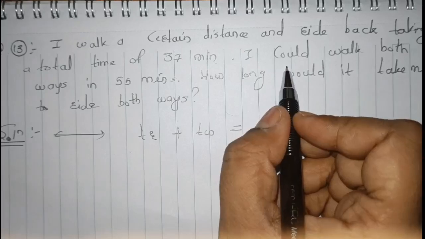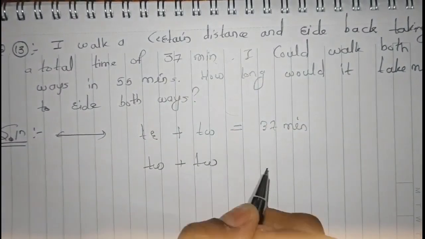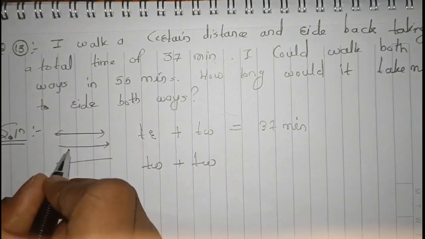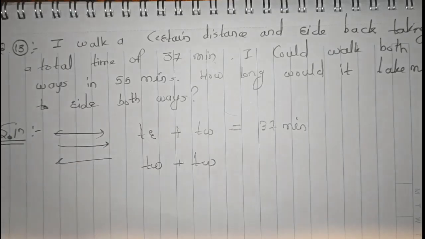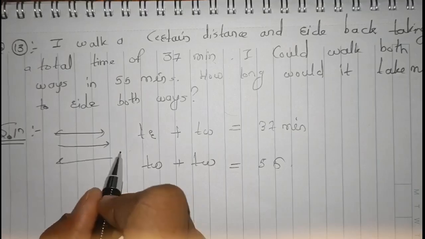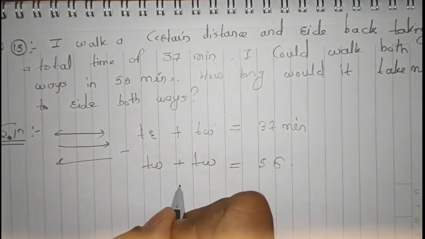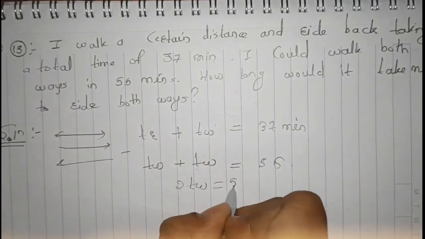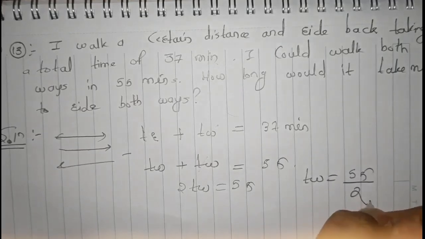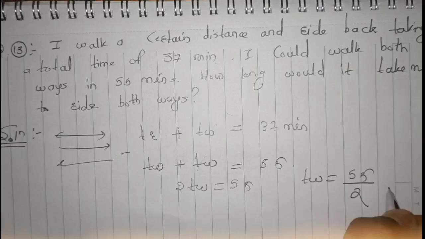Right. Now if I could walk both ways, which means TW plus TW, this is our riding and this is our walking. Again, now in the second case, this is walking and this is walking, right? So which is equal to 55. Now if we just subtract this, it will get cancelled, or directly 2 TW is equal to 55, which is our TW is 55 by 2. It is 55 by 2. Now 55 by 2 what? Minutes.